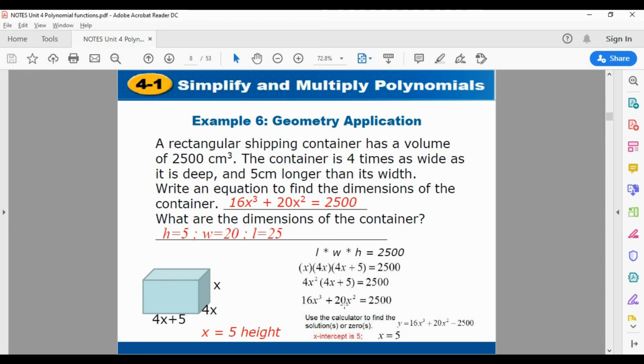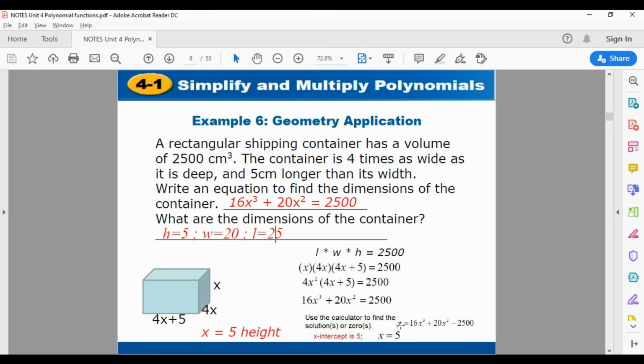And when we do, first there's going to be 2 zeros that pop up as potential solutions. And I can't have height 0, or depth 0. So I can rule those out, and so then what I'm left with is the intercept 5. So if x is 5, which I'll explain in just a second, then that means that the width is 4 times 5, which is 20, and then the length is 5 more than 20, so we get 25.